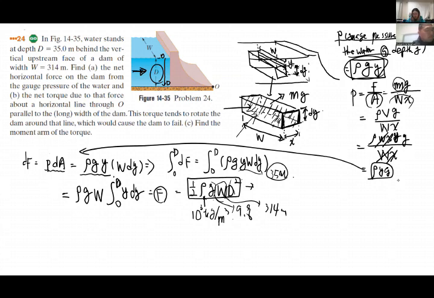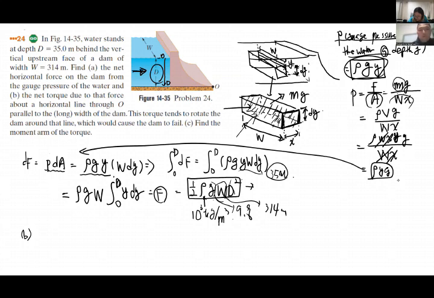I got 1.88 times 10 to the power of 9. 1.88 times 10 to how much? 10 to the power of 9. Power 9. Okay, that's correct. And let's move on to part B.